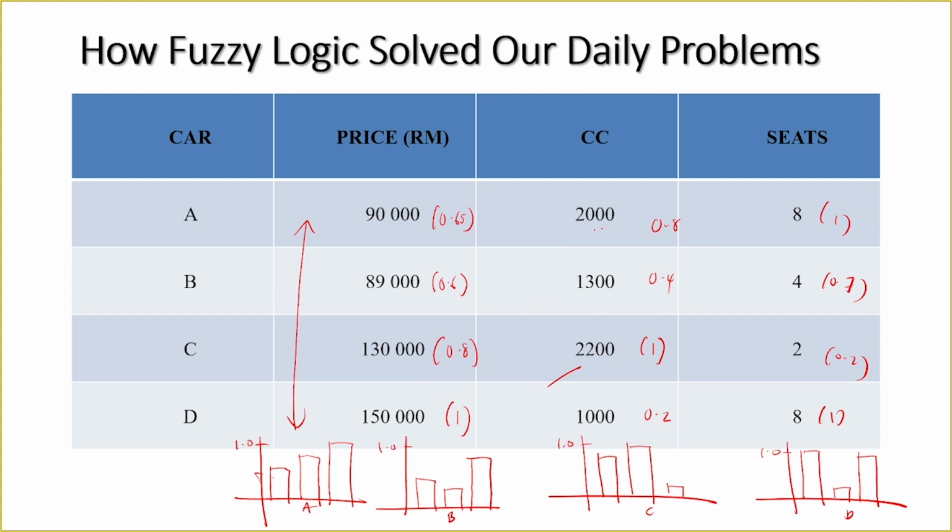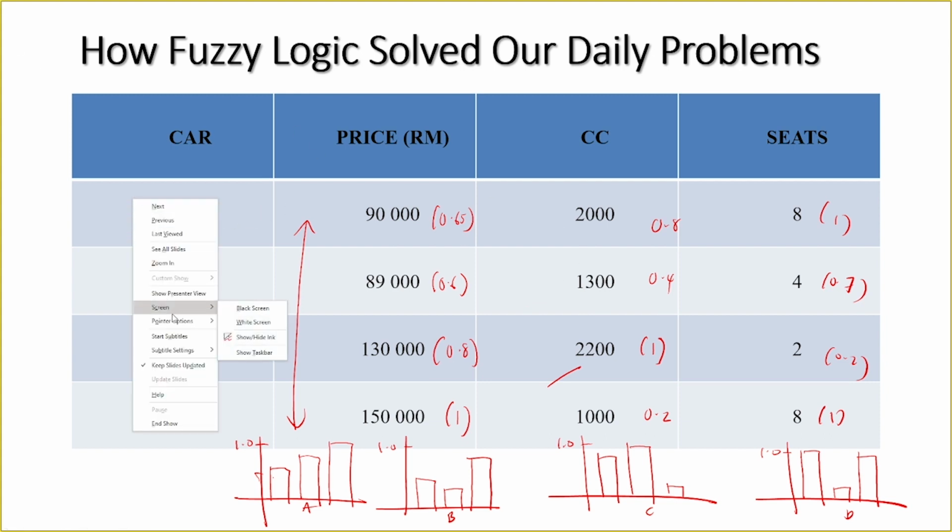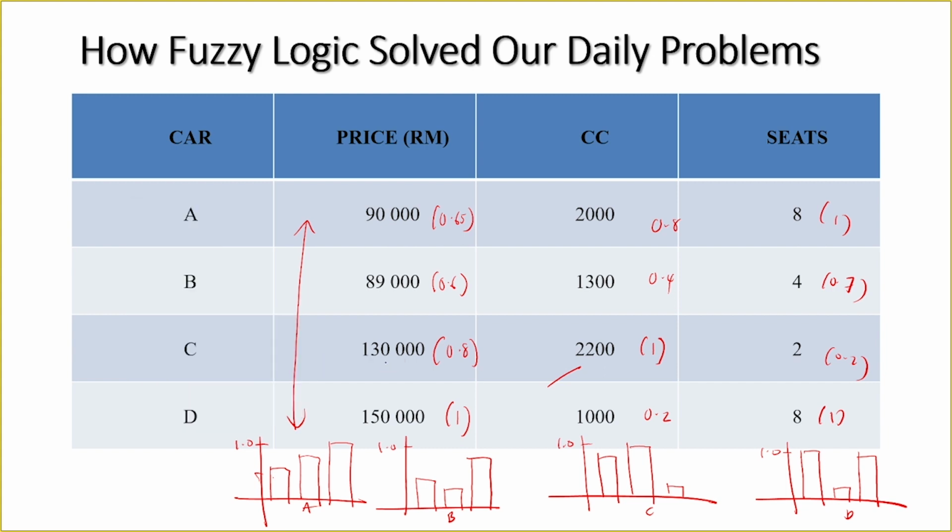So you can just imagine that the variable is different based on the membership function or degree of membership. We might know that the first preference would be the price. This one is the capacity. This one is the seats, PCS.